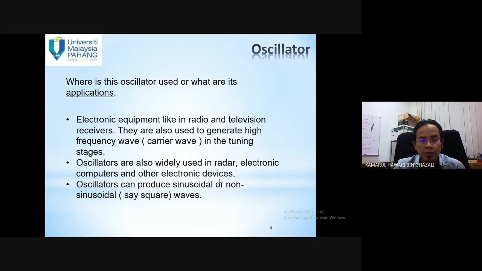It is used in radio and television receivers. They are also used to generate high frequency waves in the tuning stages for the carrier wave. Oscillators are also widely used in radar, electronic computers, and other electronic devices.